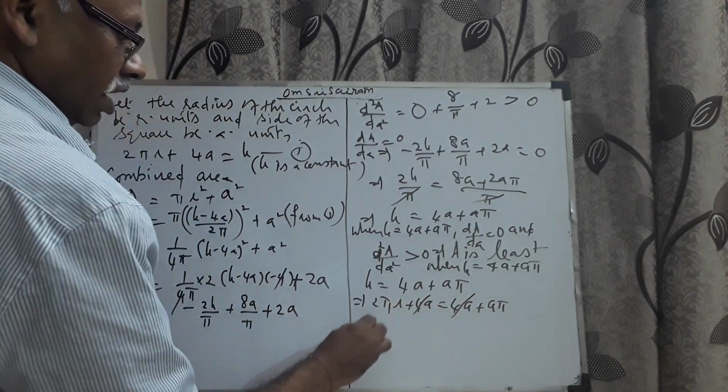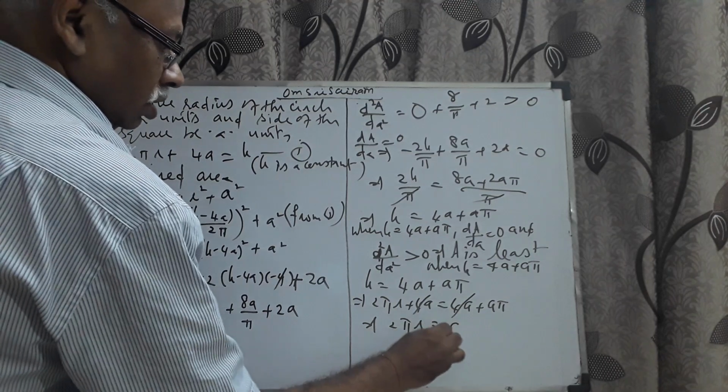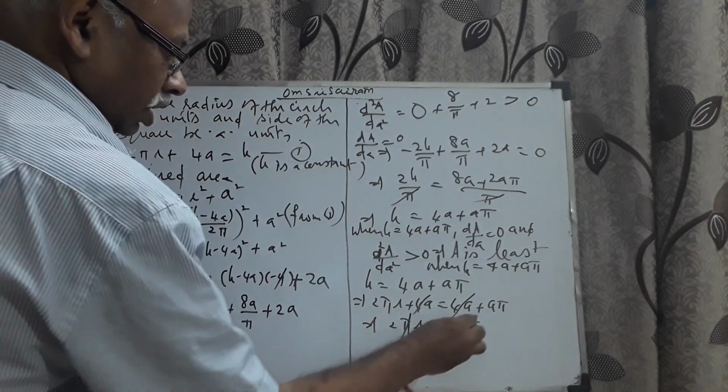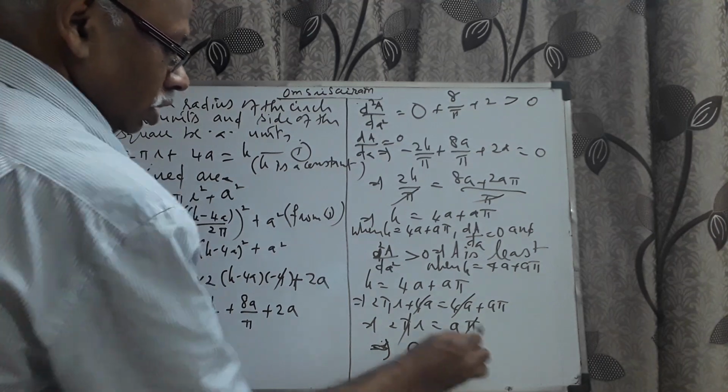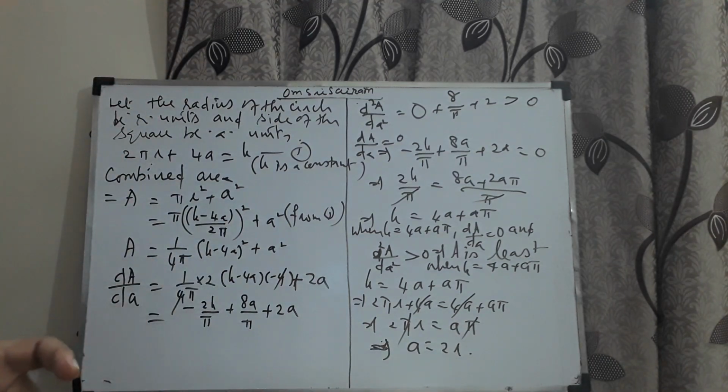This 4a gets cancelled. 2 pi r is equal to a pi. Pi gets cancelled, which implies a is equal to 2r. Side of the square is twice the radius. That is what I am supposed to prove anyway. You can take down and write the final answer.